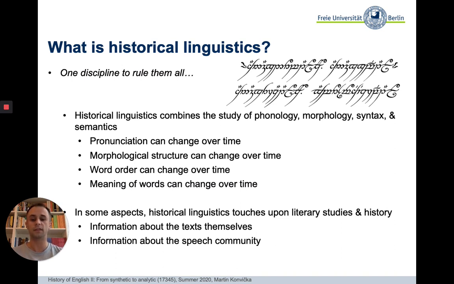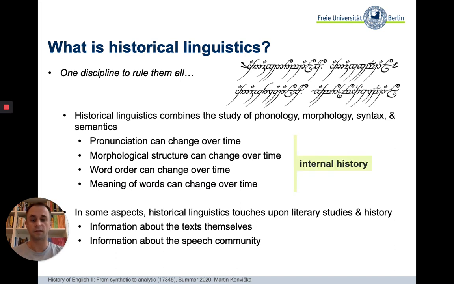We're going to deal with primary text, as I said earlier. That means that we also have to have some information about the texts themselves. And if we are going to deal with texts produced by speech communities that lived more than 1,000 years ago, we'll also need to know something about those speech communities.